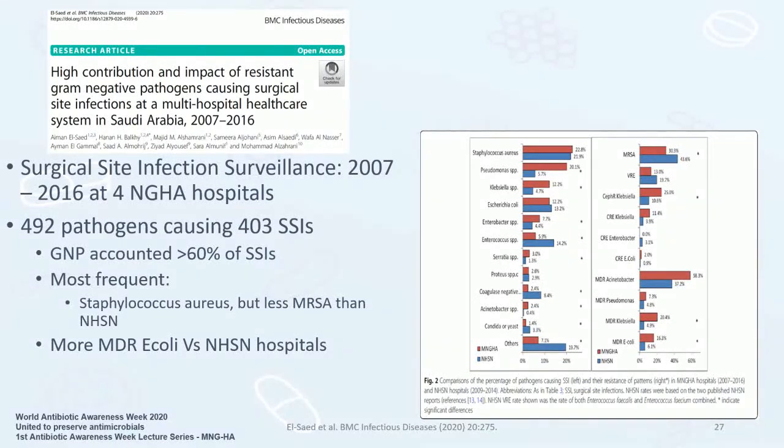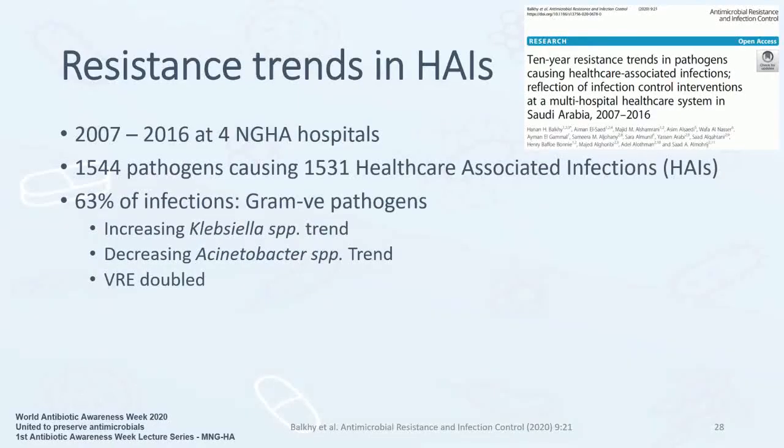Most frequent were Staph aureus, and less commonly, but less the MRSA than NHSN. And they found that they had more MDR E. coli versus NHSN hospitals, or versus the comparator standard that they looked at. And so this is just looking at what is the impact of MDROs on surgical site infections. And then if you take that to the next step and look at antimicrobial consumption trends in that patient population, it would also be very useful.